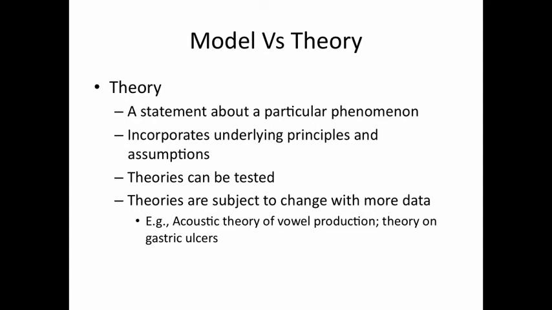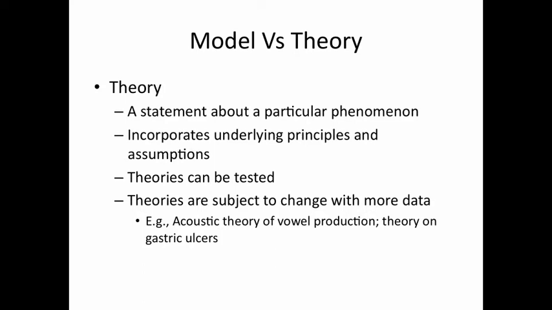So let's understand what is the difference between a model and a theory. When we talk about a theory, it is just a statement about a particular phenomenon. When you propose that statement, there are certain underlying principles and assumptions that you will use to state that particular phenomenon. Okay. So for example, for me, everything that comes up easily is my phonatory system because I work with the phonatory system, voice and larynx most of the time.